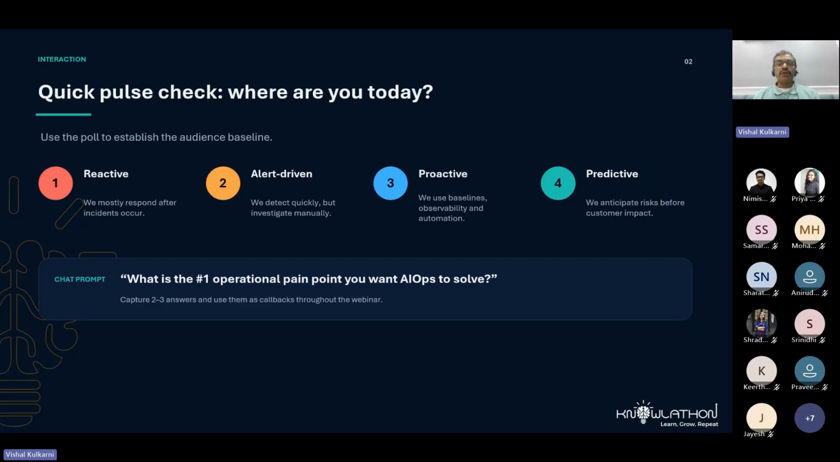So maybe you can respond to where your organization stands as of today, especially on the IT operations aspect of it. Either it could be one, two, three, or four. Attendees, you can use the Q&A box to answer this poll. Chat is turned off for the session.